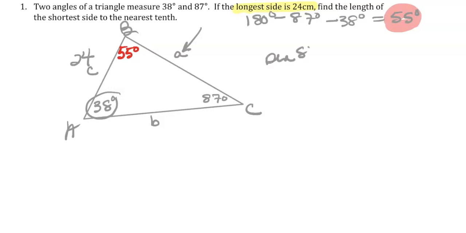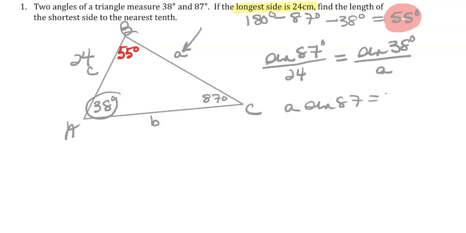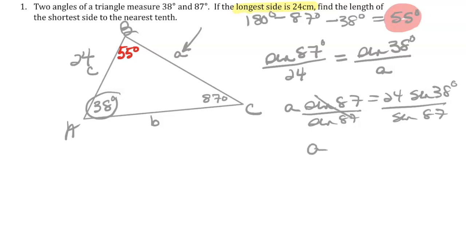So I have the sine of 87 over 24 equals the sine of 38. Remember, the trig word is always followed by the angle. Over little a. Okay, do your cross products. And divide both sides by sine 87. A is going to equal 24 times the sine of 38 divided by the sine of 87. That goes in your calculator all at once.